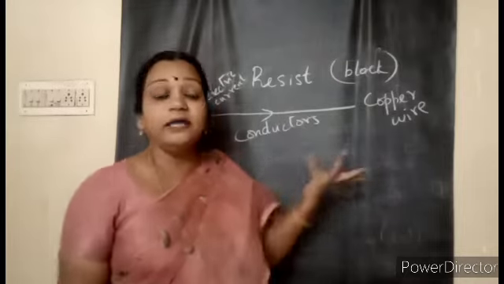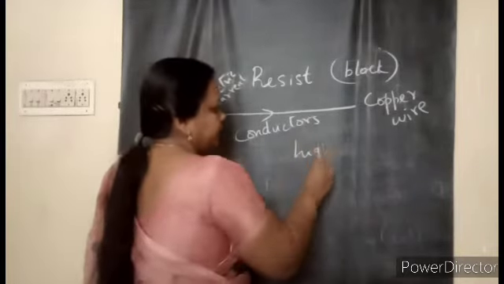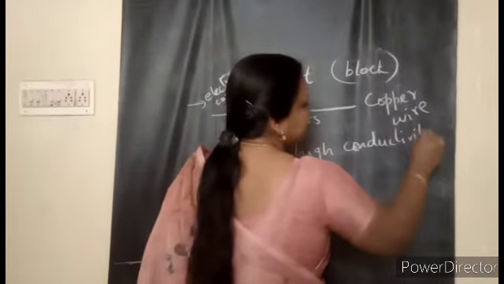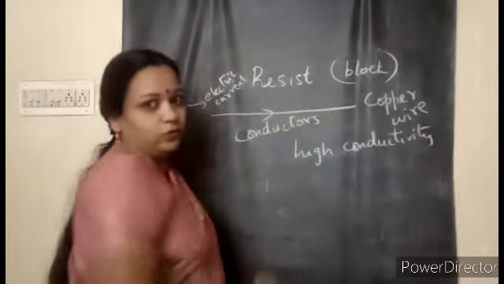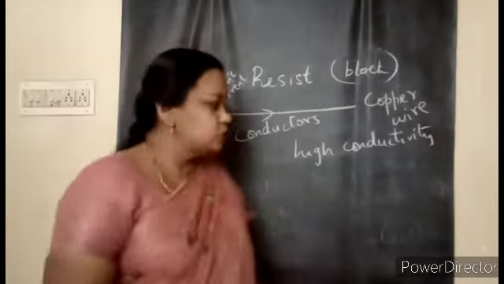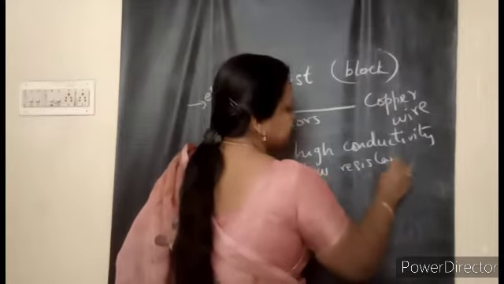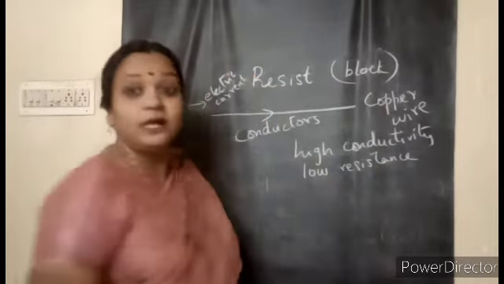Because they are highly conductive. High conductivity means what? Easily the current can flow and resistance will be very less. So low resistance, that's why copper is being selected.